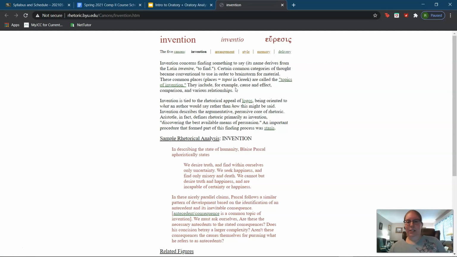So what is invention when it comes to oratory? Invention is very much tied to the rhetorical appeal of logos, or logical appeal. Hopefully everyone remembers logos, ethos, pathos from 1510. We will be using those again. Those appeals are definitely the backbone of oratory and public speaking.